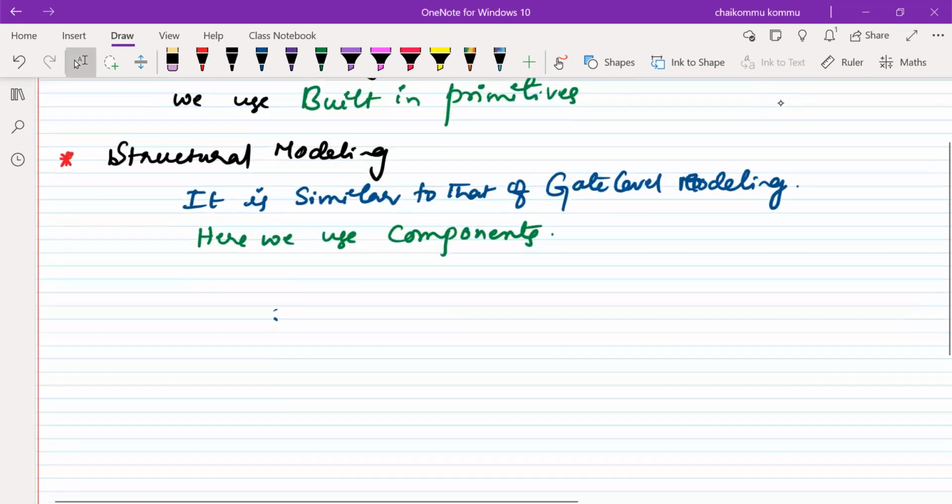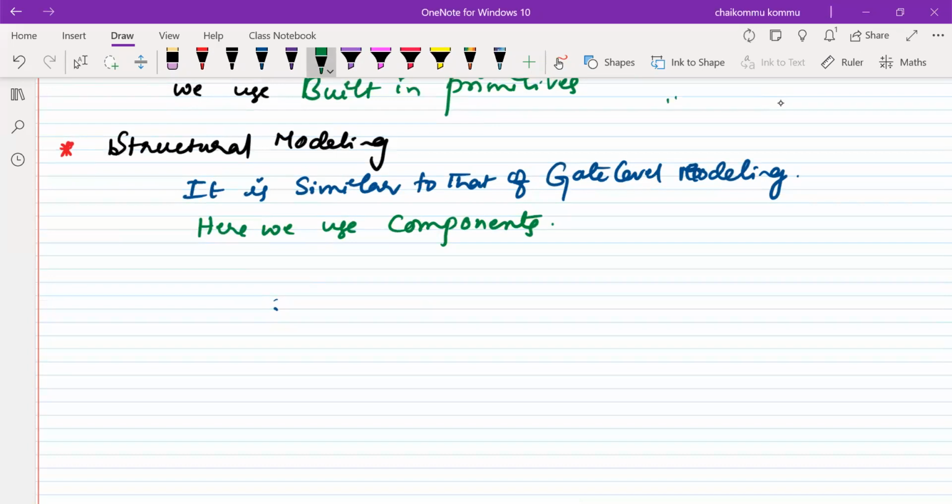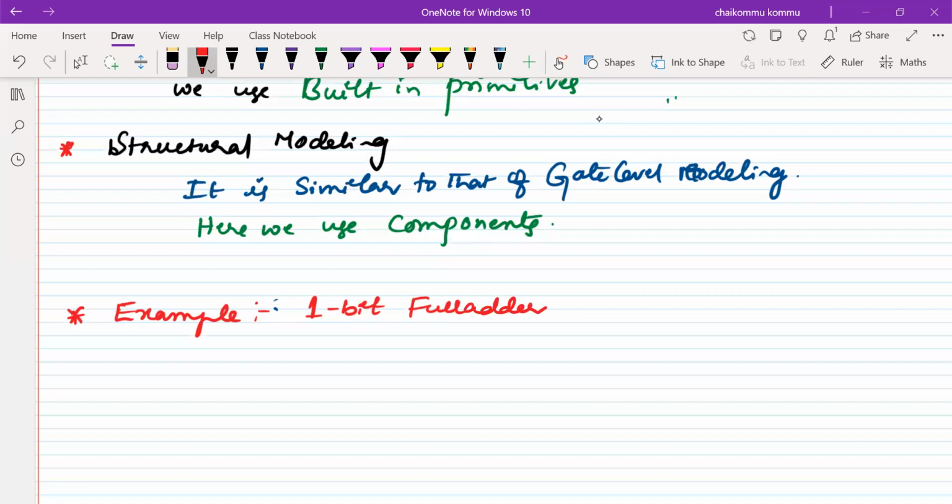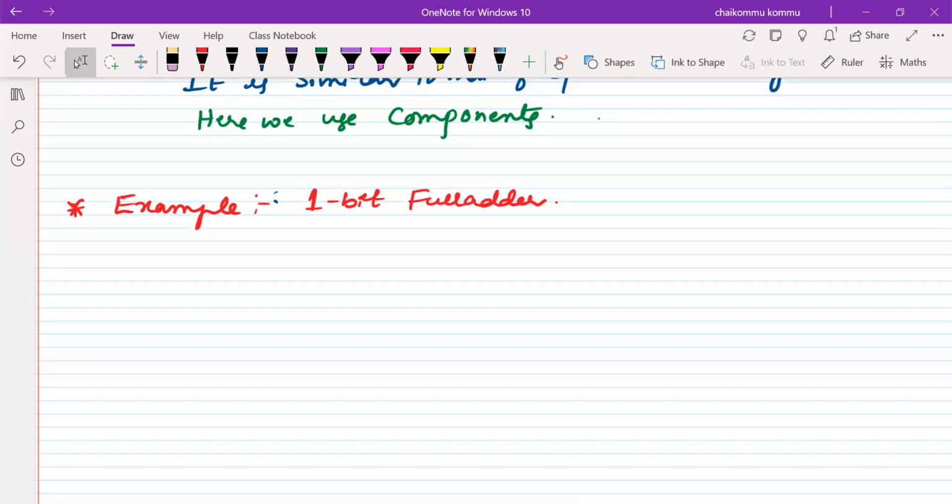Okay, fine. Now let us consider what this means exactly. With the help of an example we can understand. Take an example: consider a 1-bit full adder. As all of you know, the 1-bit full adder takes 3 input signals and adds them. It produces sum and carry signals.